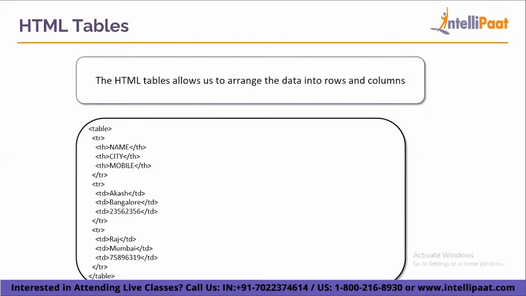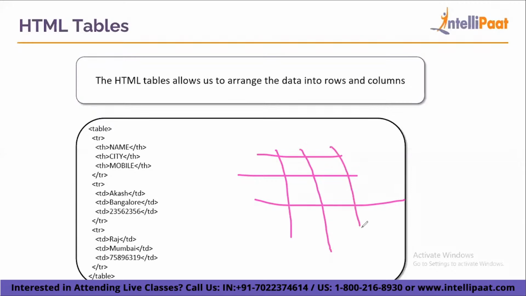So actually, HTML tables allow us to arrange the data into rows and column format. If you take any table, one part or one unit, you call it a cell. This is one cell. This part we call it a cell and row.